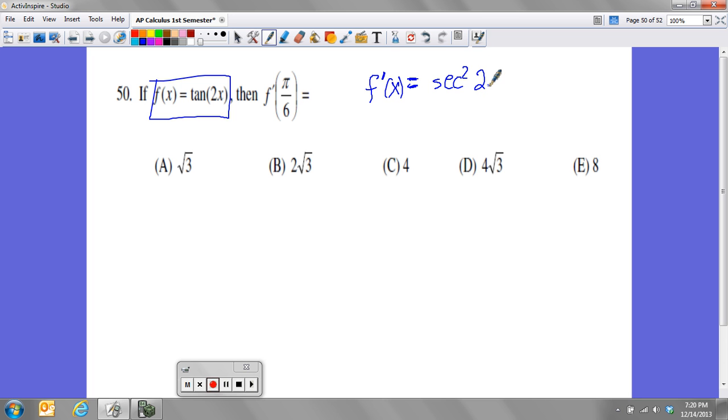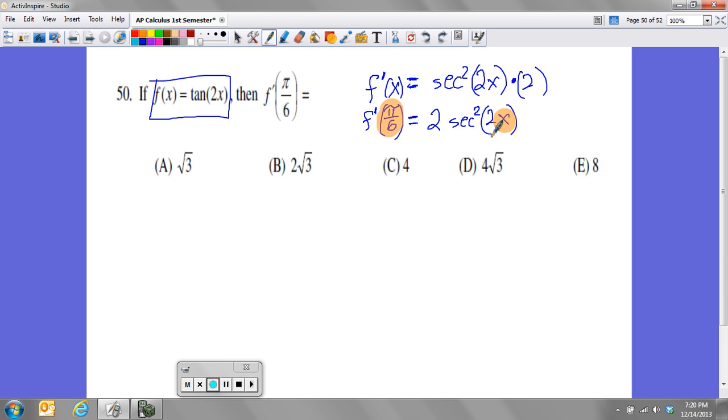it's secant squared of 2x, but remember the chain rule says we have to multiply by the derivative of the inside. So what we're really looking at is 2 secant squared of 2x. And we're trying to find what is f prime at pi over 6. So I need to input my pi over 6 input value here for x and then evaluate.